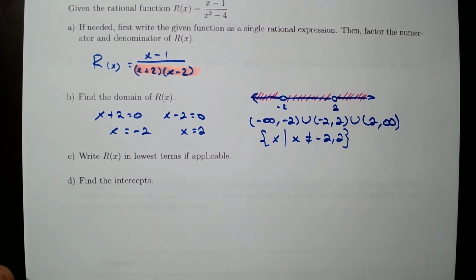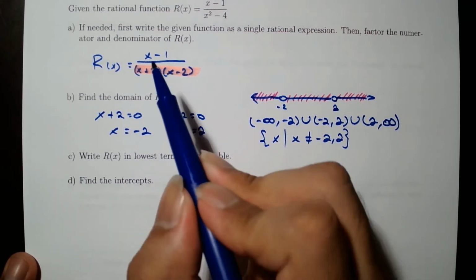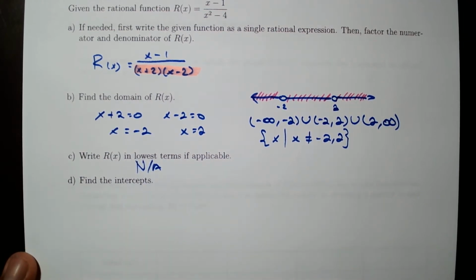Okay, so letter C. Write r of x in lowest terms if applicable. That is if we had common factors to divide out. So in this case, not applicable.